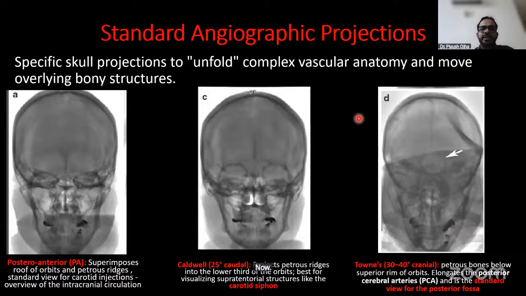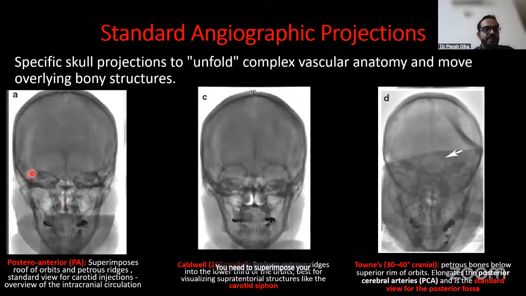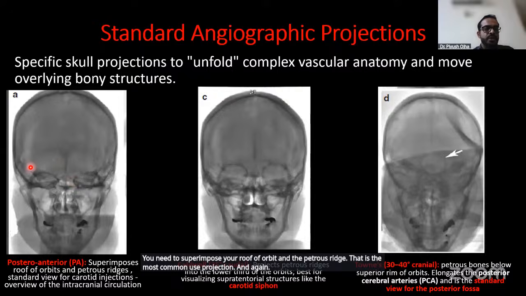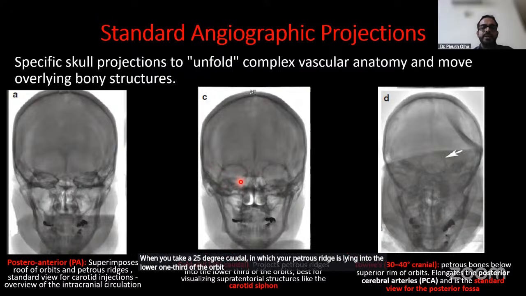Now, when you look at the standard angiographic projections, the first and most commonly used one is the posterior-anterior view, in which you need to superimpose the roof of the orbit and the petrous ridge. That is the most commonly used projection, and it is a very good view for carotid injection. It gives you overall information about the intracranial circulation. When you take a 25-degree caudal, in which the petrous ridge lies in the lower one-third of the orbit, it gives you more information about the carotid siphons.